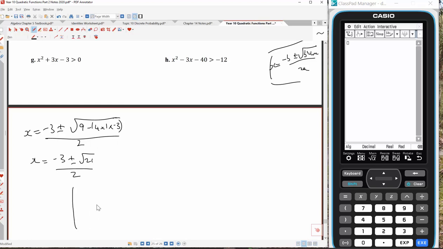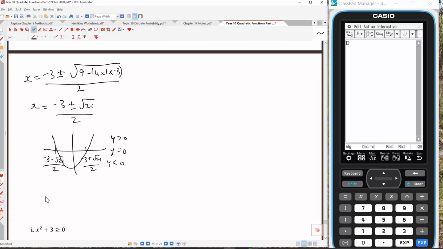All right, now let's sketch our graph, which is an upright graph. I've got one x-intercept at -3 plus root 21 over 2. The other x-intercept at -3 take root 21 over 2. So there's my x-intercepts. And what we want to know is when the graph is larger than 0. So there's y equals 0, there's y greater than 0, there's y less than 0.